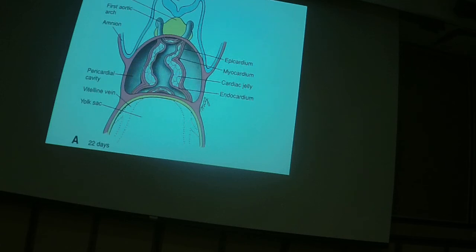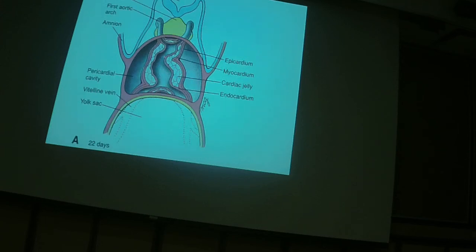So there's molecules and cytokines and factors that are laid down in this cardiac jelly to drive the proliferation of myocardium and to drive proliferation of the endocardium and the formation of the heart. So this myocardium begins to proliferate very rapidly. It starts to move into this cardiac jelly, and eventually the space that was occupied by the cardiac jelly is now occupied by myocardium.